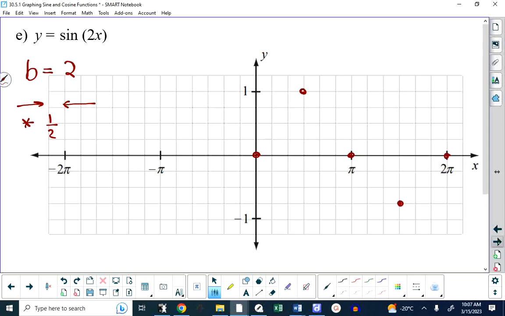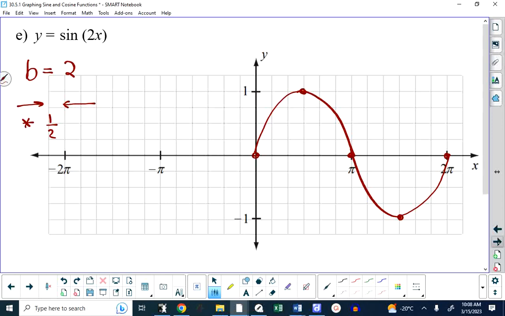Would you agree these would be some key points on sine of x? Okay. So if I draw in sine of x, and you can draw it in if you like, or decide not to, I don't care. I care that you understand what's going on, and what I'm about to do you could put into words if you were asked to. That's sine of x.